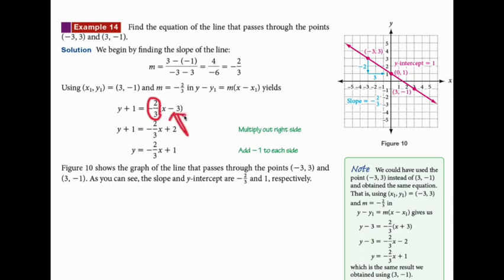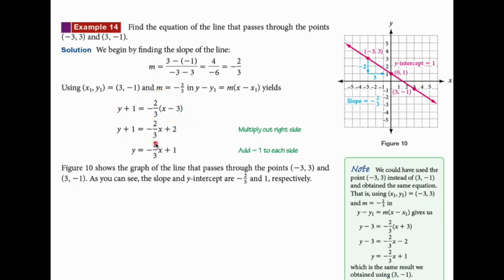And here we put the x1, so that's our 3. So we're going to subtract 3. And then over here, we're going to put in our y1, which is negative 1. So I have y minus a negative 1, which makes this a positive. So here is our point slope form.